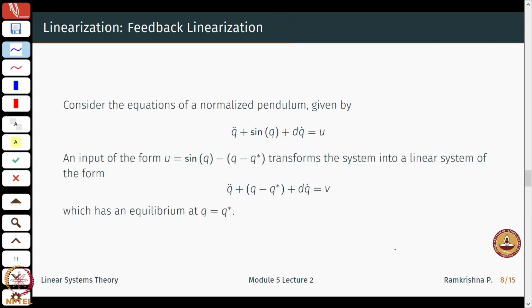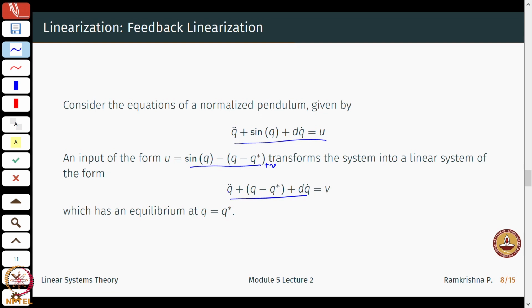Okay. Now, in this example, if I choose an input sin q minus q star, maybe just add a plus v here, this will transform the system to a linear system of this form. I can write it in the state space form, so I can convert this second order equation into two first order differential equations.